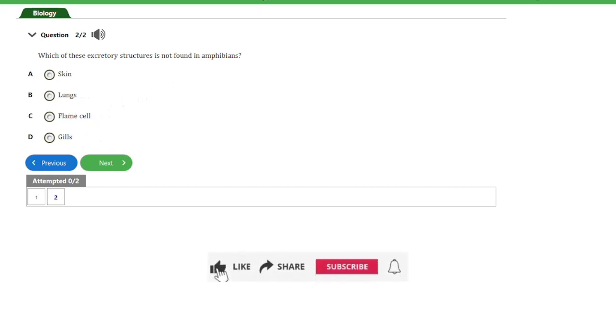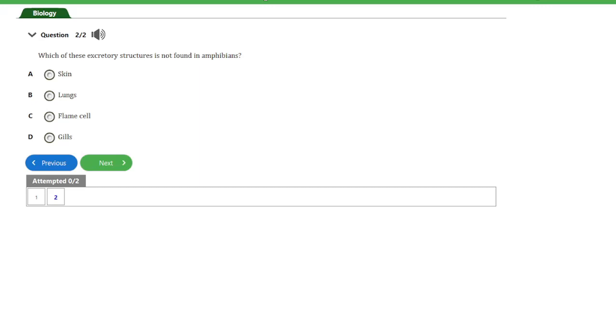So let's look at the next question, guys. That's question number 2. So this is the last question for today. We have here, which of these excretory structures is not found in amphibians? A, skin, B, lungs, C, flame cell, D, gills.